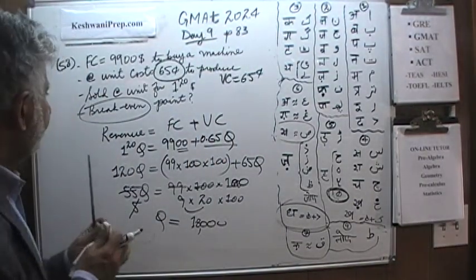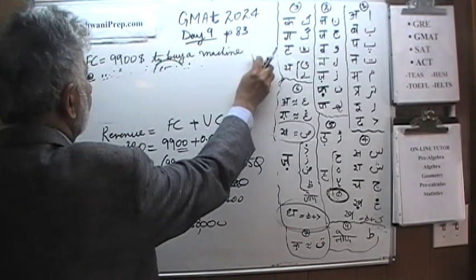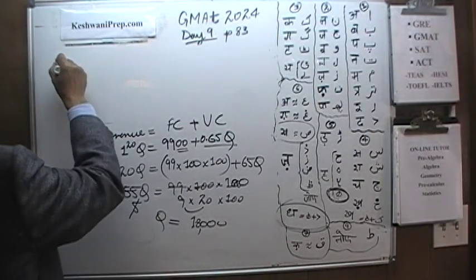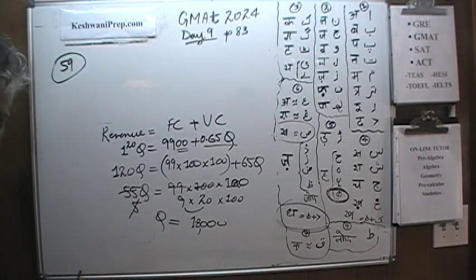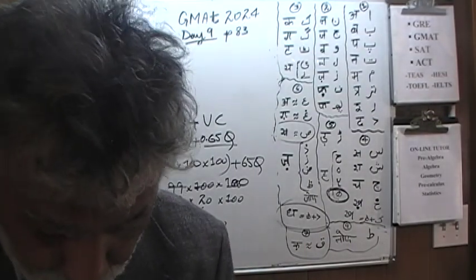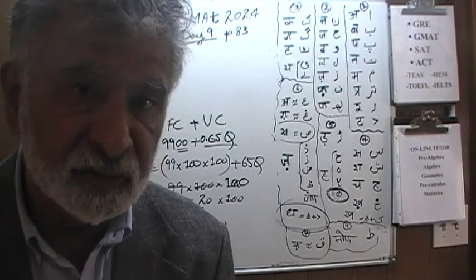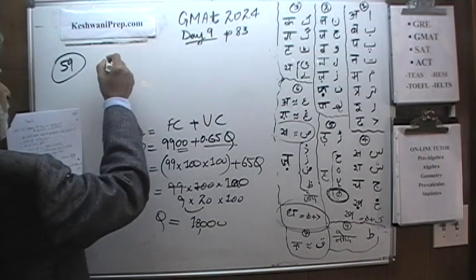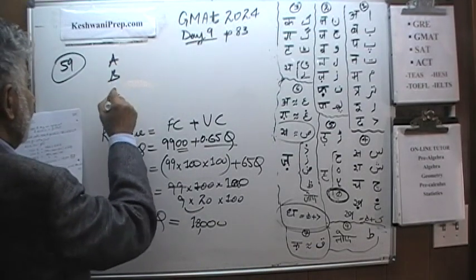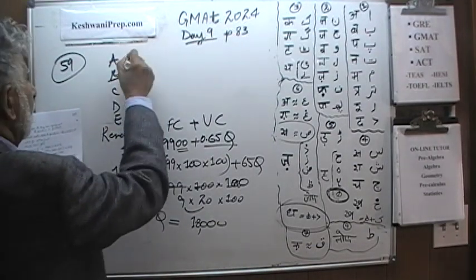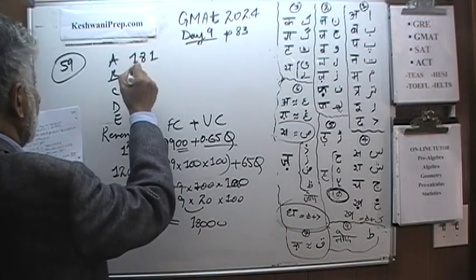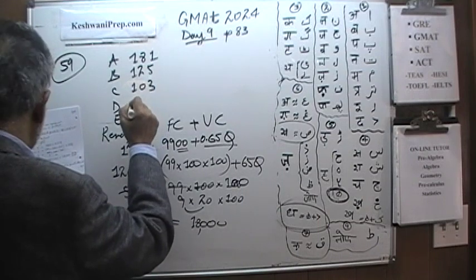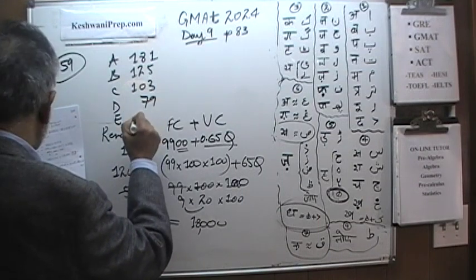Number 59. The first 18,000 units are simply to recoup the money that we spent on buying the machine. In number 59, we have five quantities: A, B, C, D, and E. 181, 125, 103, 79, and 72.